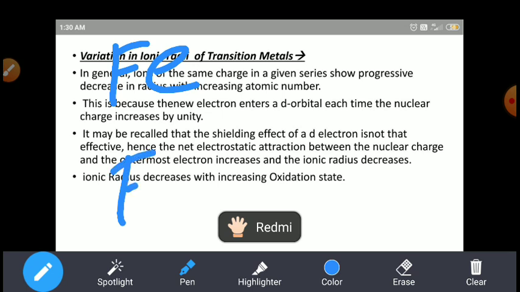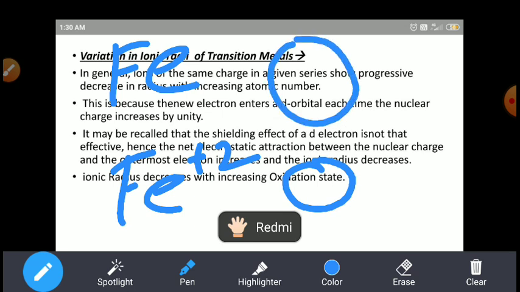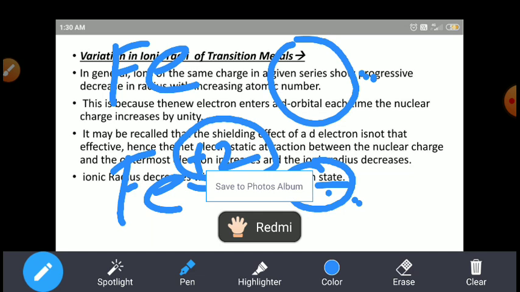When you compare the iron atom and the iron ion, we are comparing the iron ion radius with the iron atom. The iron atom has a large size as compared to the iron ion, because two electrons are removed from the iron atom. So the effective nuclear charge increases. The number of protons stays the same while electrons decrease. So that's why the size decreases.